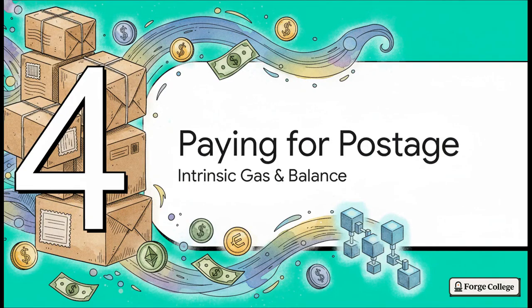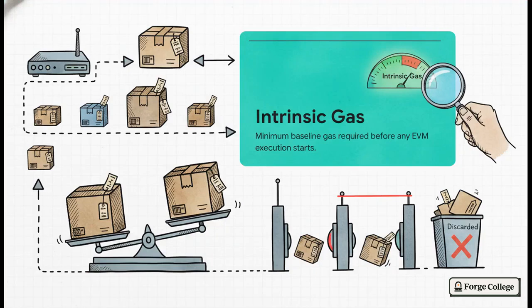Section 4. Paying for postage, intrinsic gas and balance. All right, so the sender is verified and the sequence is correct. Now, the network handles a ton of packages, but it absolutely guarantees it will never, ever get stiffed on the bill. And it starts with intrinsic gas. This is the minimum baseline gas required before any EVM execution even starts. Think of it as the baseline handling cost based on the physical size and the data payload weight of your package. Heavy packages just cost more to move.